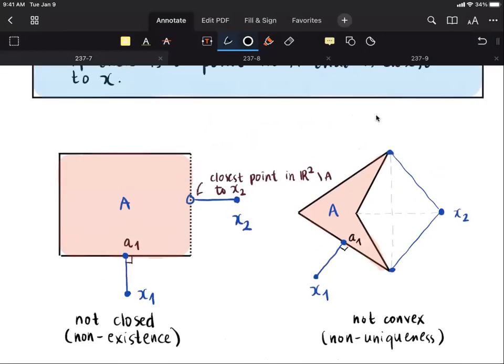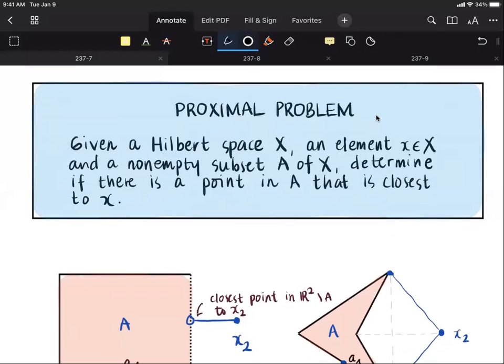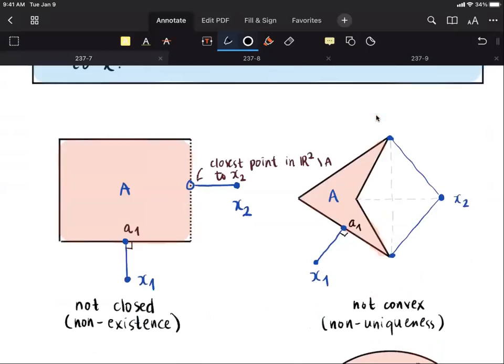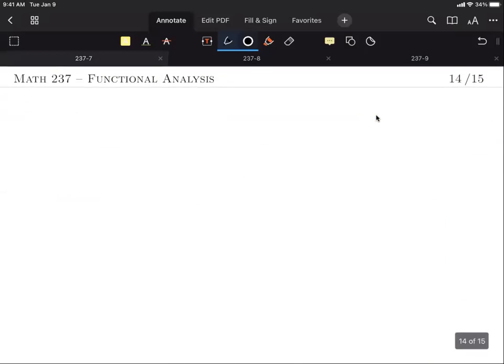So going back to our proximal problem here, it seems that if you want the existence of a point and the uniqueness of that point, we need the subset A to be closed and convex. And in fact, this is the case, and this will be the content of our next theorem. So let's start with the assumptions again, repeating the assumptions in the proximal problem.